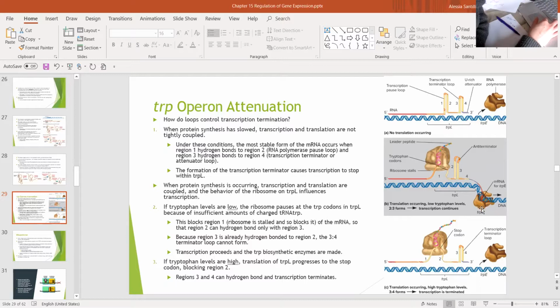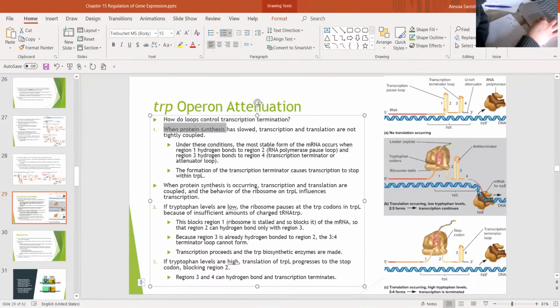So we have the RNA polymerase, and as you can see, right behind it, trailing basically behind it is the ribosome, okay? And this is extremely important to remember when it comes to tryptophan operon attenuation, because if this wasn't the case, we'd just have the RNA polymerase by itself. In fact, let's actually see that first scenario.